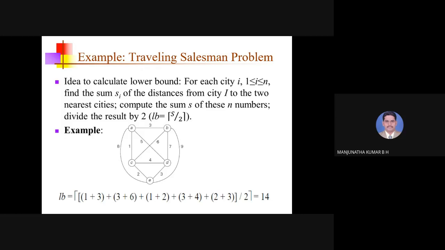If not clear, in one line, let me explain once again. For every city, take the nearest two cities and add the distances. A: 1 plus 3, B: 3 plus 6, C: 1 plus 2, D: 3 plus 4, E: 2 plus 3. Calculate the sum, divide it by 2. Why are we dividing this sum by 2? Because for every city I am considering two nearest distances. That's why we are dividing it by 2. So you will get 14 as the lower bound. Okay, I hope the lower bound calculation is clear.